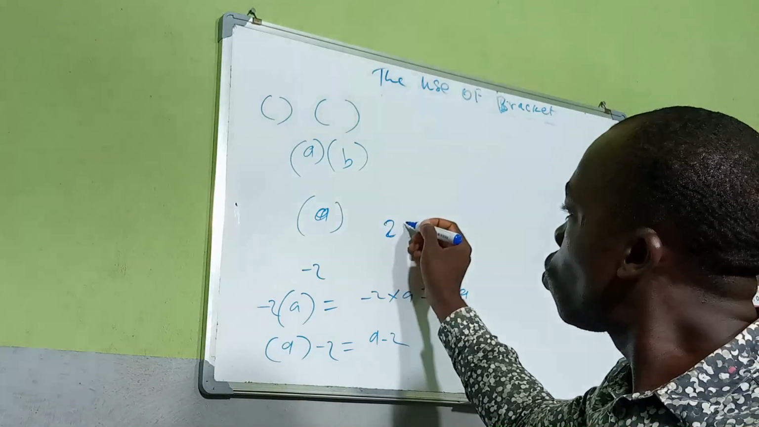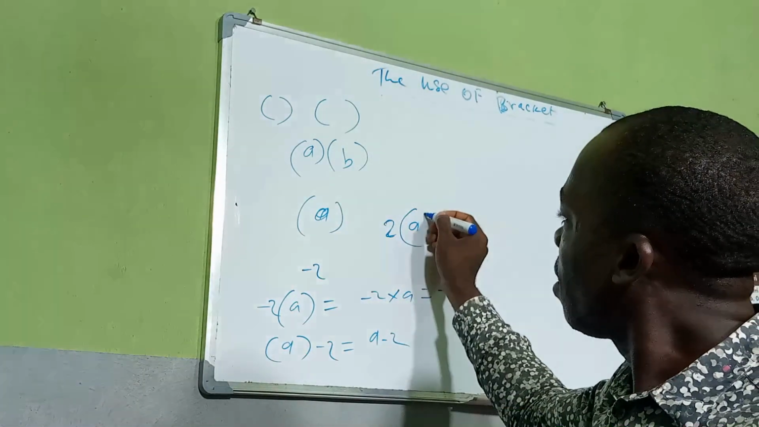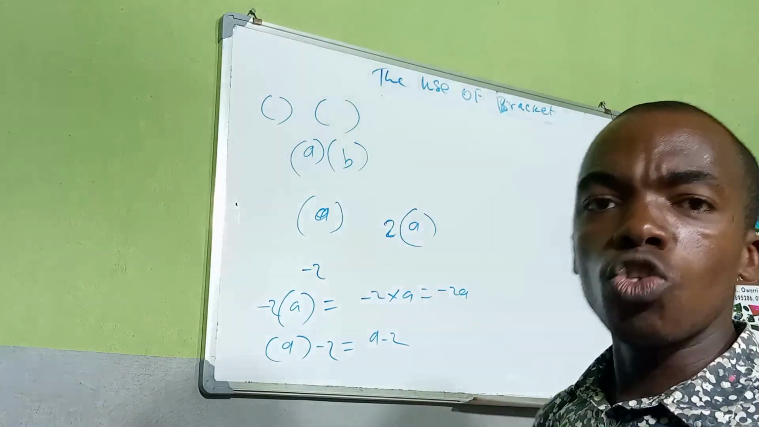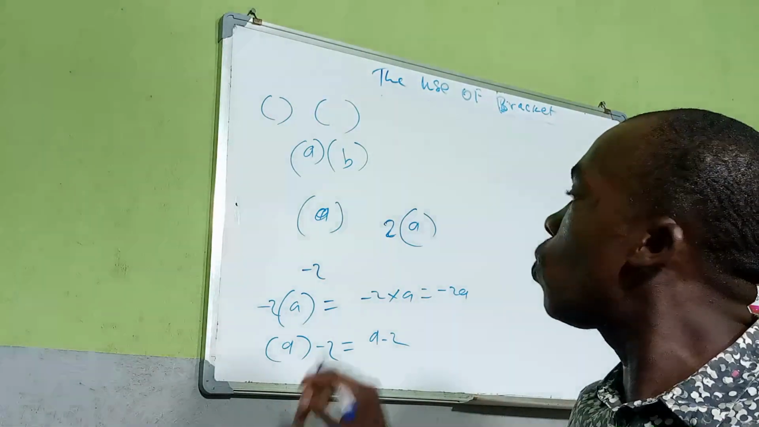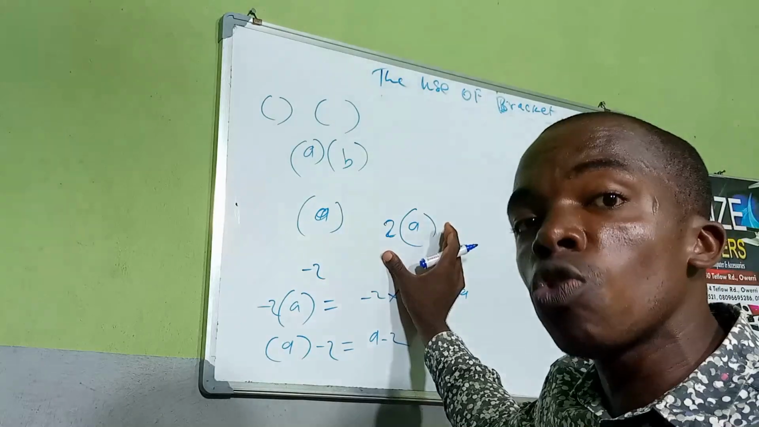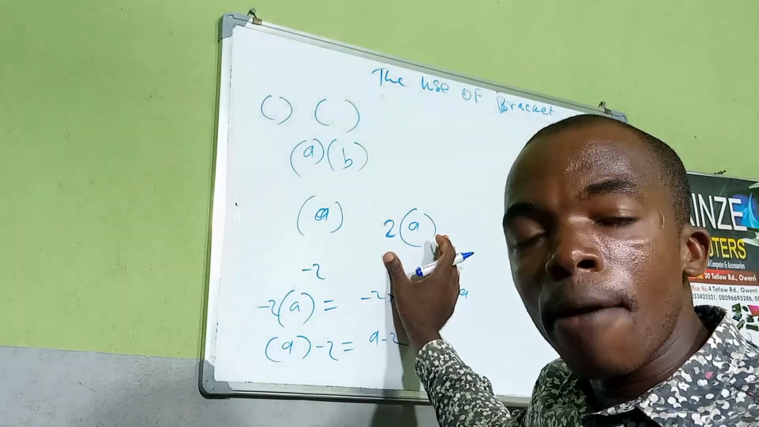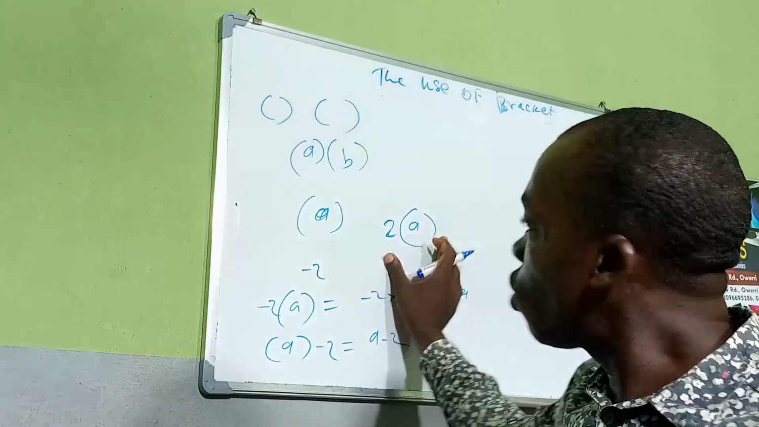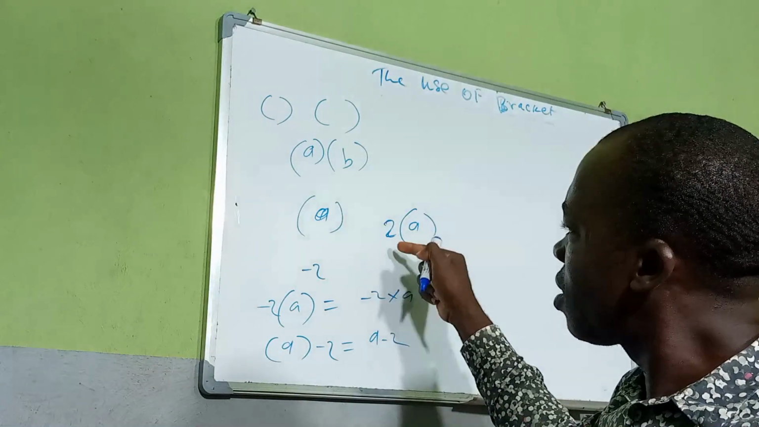Another thing we note again is when we have, let me use this, 2 open bracket a. I want you to know that this thing means 2 times a. That's what it means. And you should also be able to understand. If you cannot understand this, go back to our previous videos and see the use of signs. Understand?